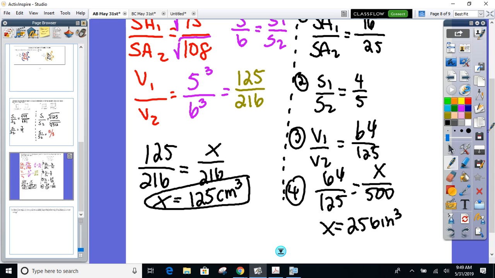4 over 5 isn't equal to 64 over 125. If you do 64 over 125 in your calculator and get it back to a fraction, it won't be 4 over 5. Try it. It won't be. This right here doesn't reduce down to 4 over 5. Okay. All right, here it is.